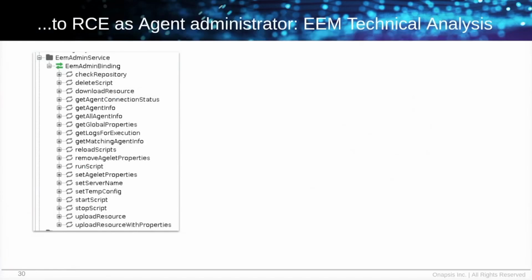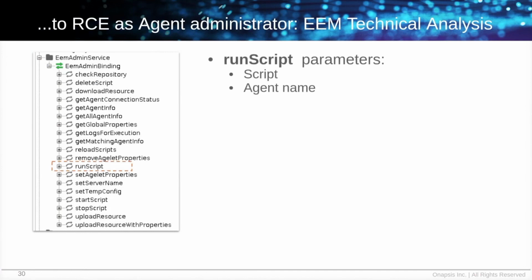First of all, in order to analyze it, we started by pointing to the endpoint. It was a SOAP endpoint. So as you can see on the left, we have all the methods that were available to be executed. One of them was called run script. So we decided, okay, let's go for this one because it has a good name.